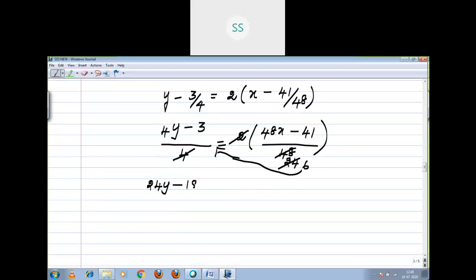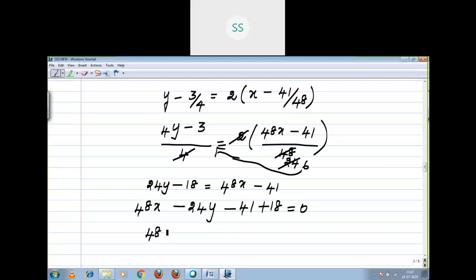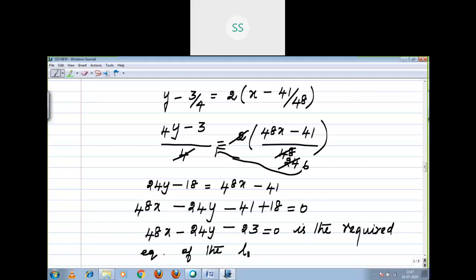24y minus 18 equal to 48x minus 41. 48x minus 24y minus 41 plus 18 equal to 0. 48x minus 24y minus 23 equal to 0 is the required equation, right? Required equation of the tangent.